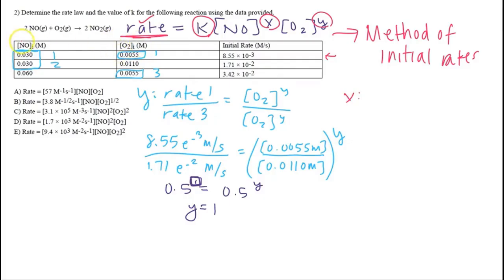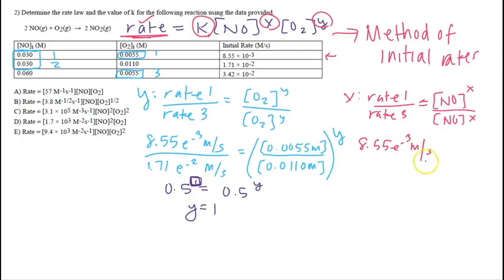Now, in order to find our NO, we've got to figure out when our O2 concentrations are the same. So that's going to be rate 1 divided by rate 3. And that's going to equal our NO concentration x divided by our NO concentration x at whatever that data is giving us, right? And so what does that mean? Rate 1 is still going to be 8.55 e to the negative 3 molarity per second. And rate 3 is still going to be 3.42 times 10 to the negative 2 molarity per second.